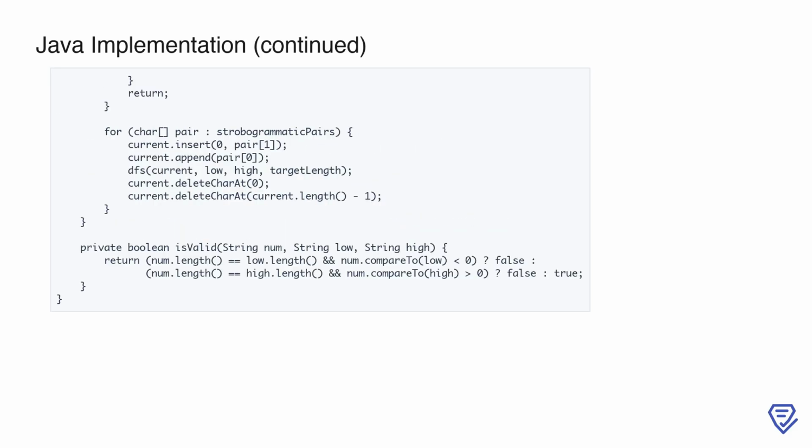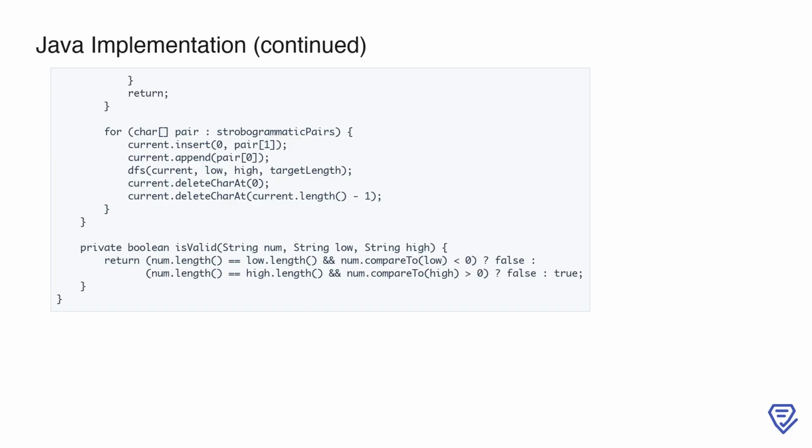The DFS method continues by checking if the current number exceeds the target length. If so, it returns immediately. If the length matches the target, we convert the current string builder into a string and validate it using the isValid method. This validation ensures the number is within the specified range and doesn't start with a 0 unless it's a single digit. If valid, we increment the count.